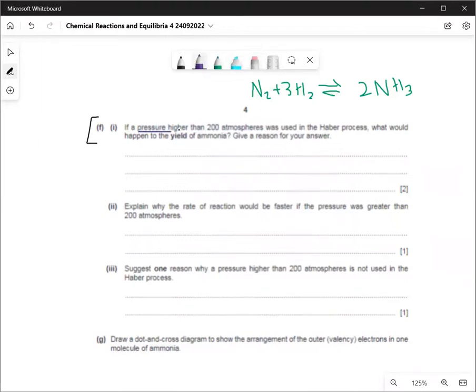Can you repeat it again? Yeah, read the question. Part F1. What is the answer? The answer is pressure. Okay, so the pressure is higher. It will favor endothermic reaction.